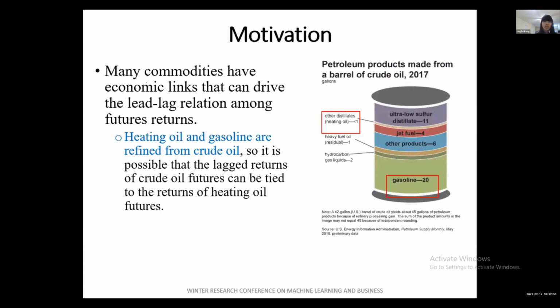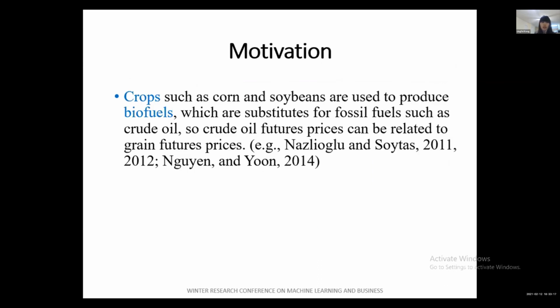First, many commodities have economic links that can drive the lead-lag relation among futures returns. For instance, heating oil and gasoline are refined from crude oil. So it is possible that the lagged returns of crude oil futures can be tied to the returns of heating oil futures. Next, crops are used to produce biofuels, which are substitutes for fossil fuels. So there can be lead-lag relations between crops futures and energy futures. There is a large amount of literature studying the spillover effects between them.